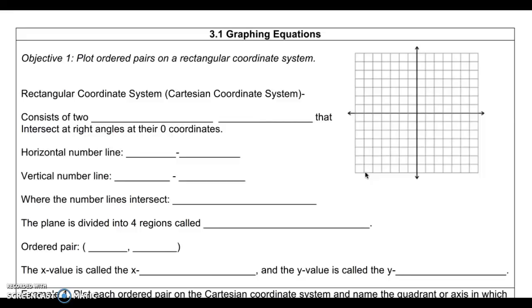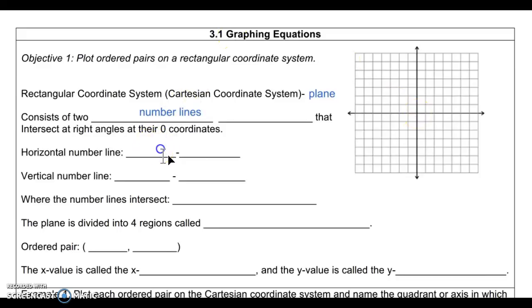We're looking at a coordinate or Cartesian coordinate system, which is a rectangular coordinate system. So plotting ordered pairs in a rectangular coordinate system is our first objective. This image here is a rectangular coordinate or Cartesian coordinate system, which is also called a plane, and it consists of two number lines that intersect at right angles at their zero coordinates. So referring to this picture again, we have our horizontal number line and our vertical number line, and where both number lines are zero is this point here where they intersect.